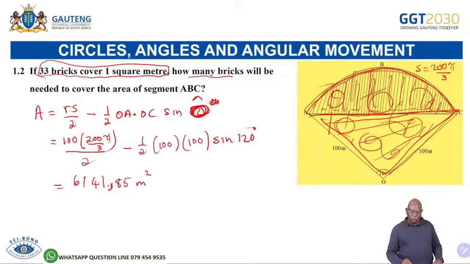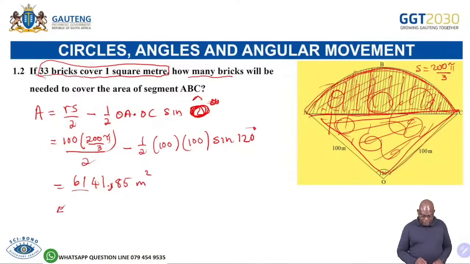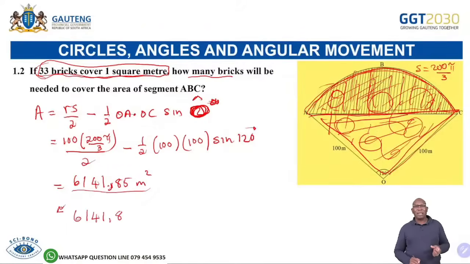Now I've got the area of this part only. Remember, I've subtracted the area of the triangle. Which means, what must I do with that number now? Remember, this is the area of this part. So they say 33 bricks cover only 1 square meter, which means that this area, 6141.8, I'm just going to add 0.01 just to get that other extra brick so that I don't run short.